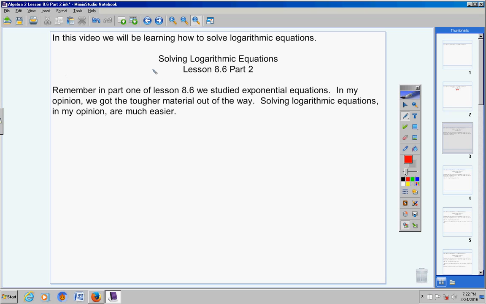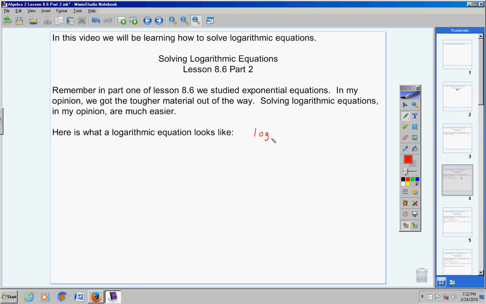Remember, in part 1 of lesson 8.6 we studied how to solve exponential equations. In my opinion, we got the tougher material out of the way. I believe solving logarithmic equations is much easier, okay? That's my opinion. Others might disagree. Here is what a logarithmic equation looks like, okay?